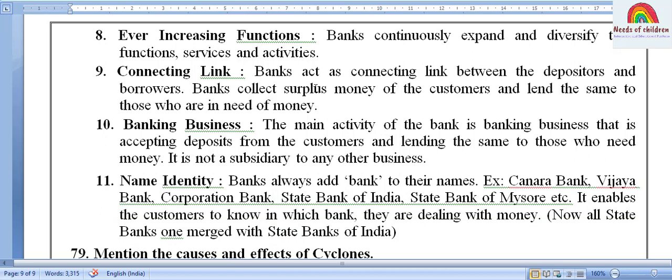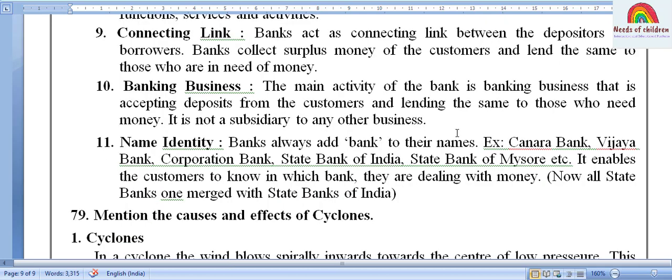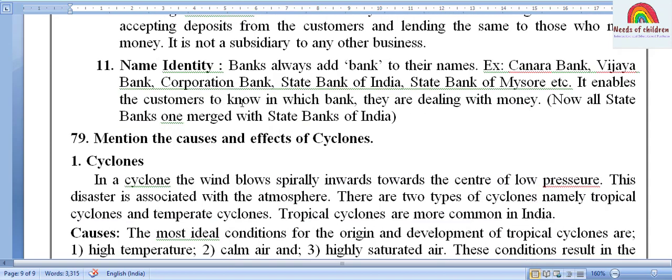Connecting link. Banks act as a connecting link between the depositors and borrowers. Banks collect surplus money of the customers and lend the same to those who are in need of money. Banking business. The main activity of the bank is banking business, that is accepting deposits from the customers and lending the same to those who need money. It is not a subsidiary to any other business.